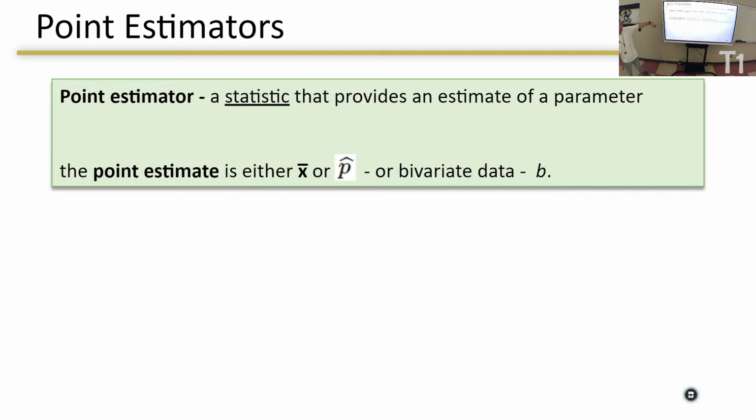Okay? The point estimate is either going to be x bar or p hat. Now, tonight, for your homework, it could be x bar or p hat. But for 8.2 and 8.3, it's only going to be p hats. We're only dealing with p hats because we're only going to deal with categorical data.